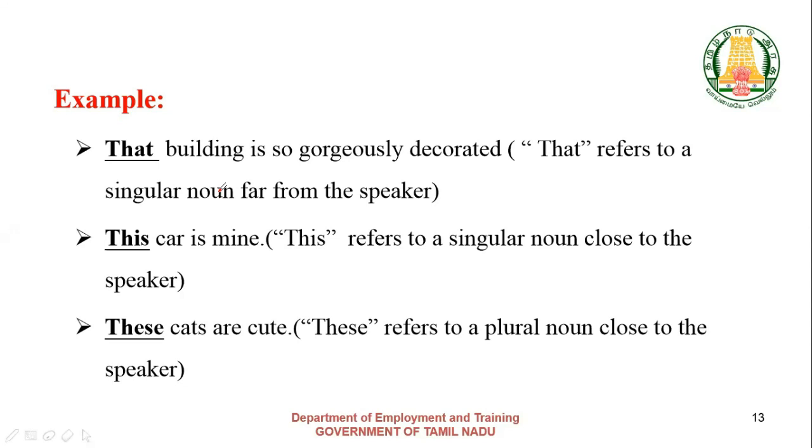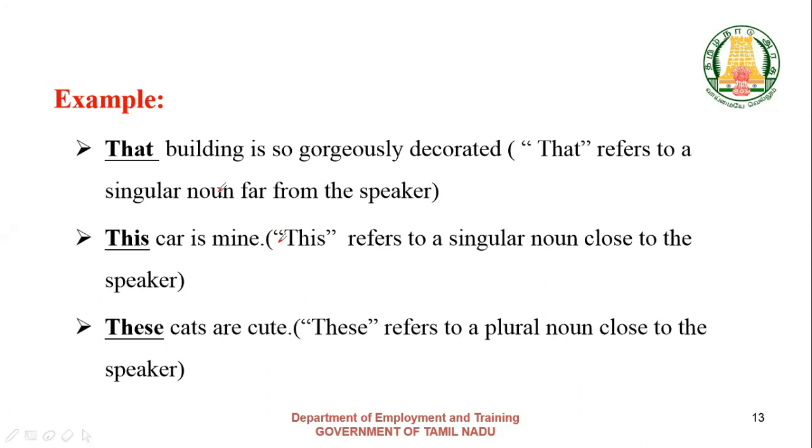The second one, this car is mine. Here, the word this particularly denotes a particular car. This car is mine. Here, this refers to a singular noun close to the speaker.